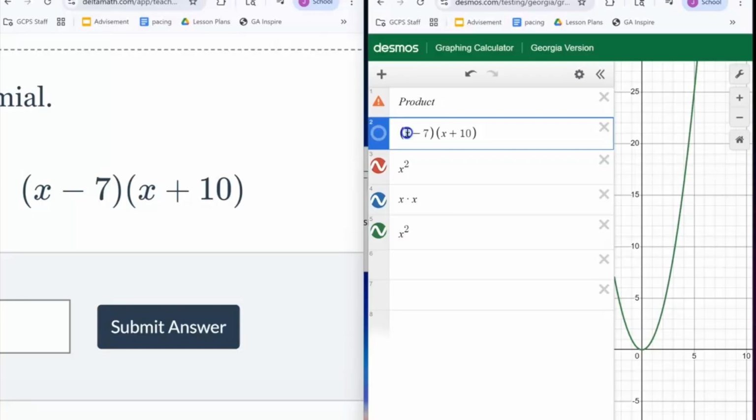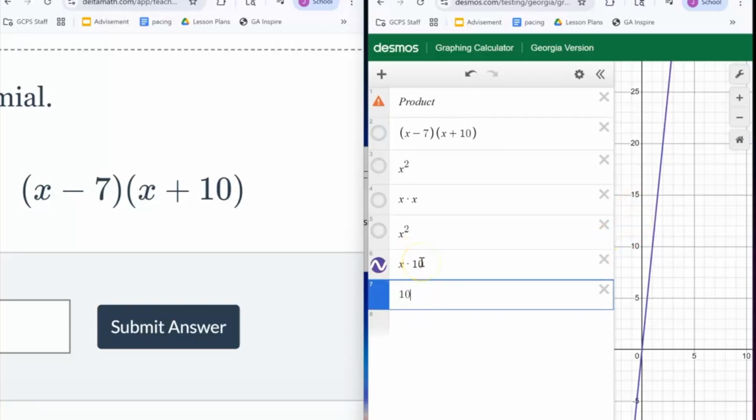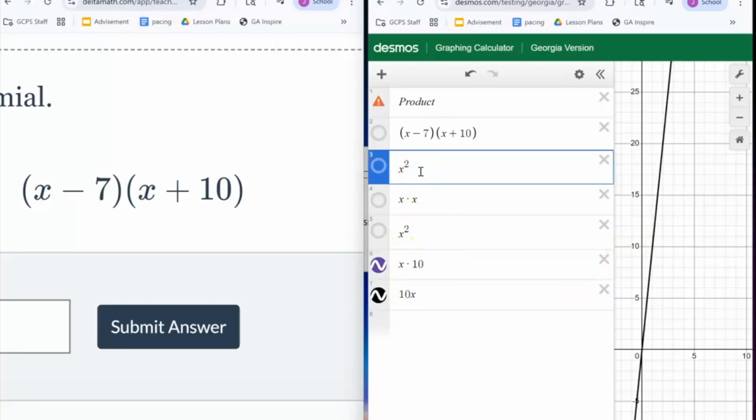My next multiplication is going to be x times positive 10. Again, using Desmos, we're going to check that. So I'm going to hide everything. x times positive 10. That's going to be 10x. Is that matching? Yes. So x times 10 is 10x. So now I'm going to put that here. Okay, so that's my second multiplication. I'm going to unhide this so I can go to the next one.